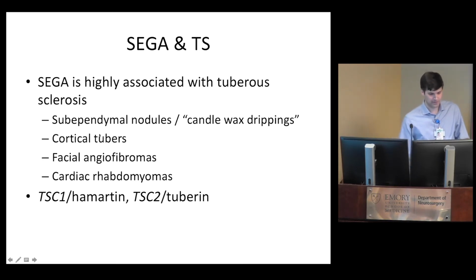They're just small. You'll also see cortical tubers. Those also look a little bit like a SEGA. And then facial angiofibromas and cardiac rhabdomyomas. And remember, the genes involved are TSC1 and TSC2, which encode the proteins hamartin and tuberin.